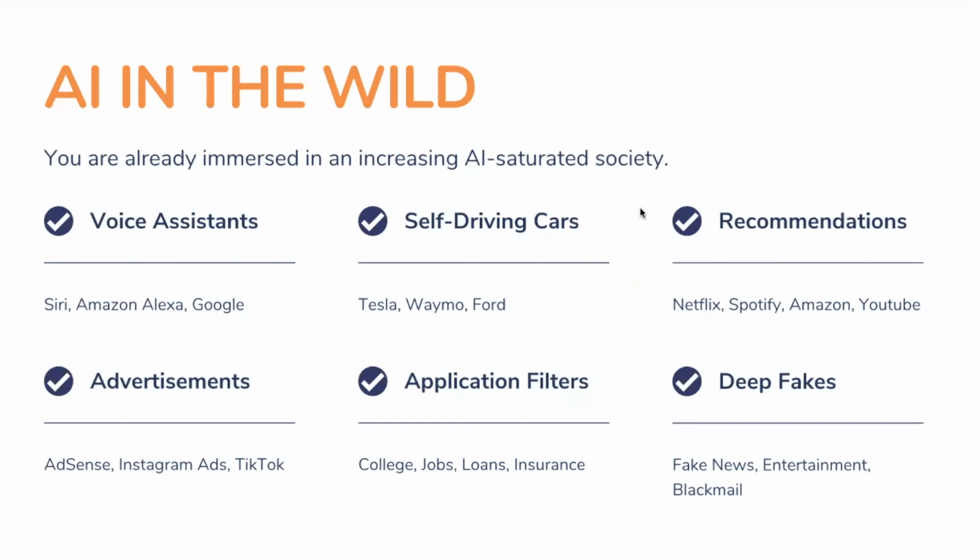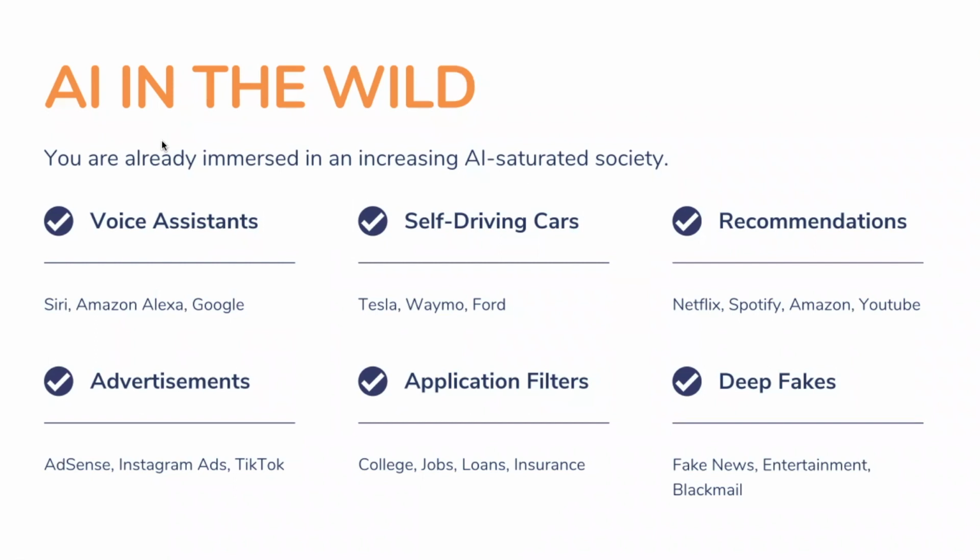Similarly, self-driving cars are also an example of artificial intelligence. Several companies that are really big and involve self-driving cars include Tesla, Waymo, and Ford. And again, this is just simply machines using and learning how to apply data.